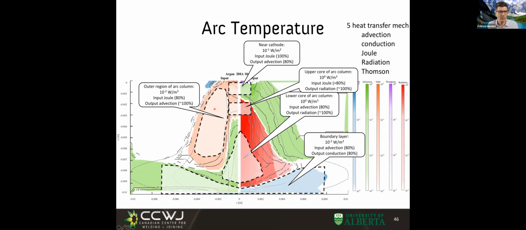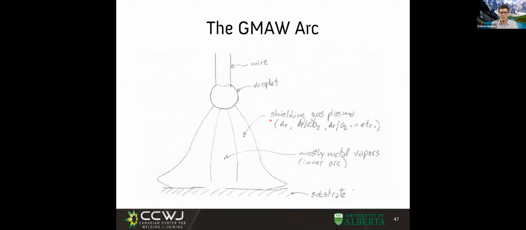And here in the outer region of the arc, we also see that the heat input is by Joule heating, and the output is by advection. So this is for the TIG arc, and this applies to pretty much every current. And we know that this is also true for argon and helium. Let me tell you about the MIG arc.